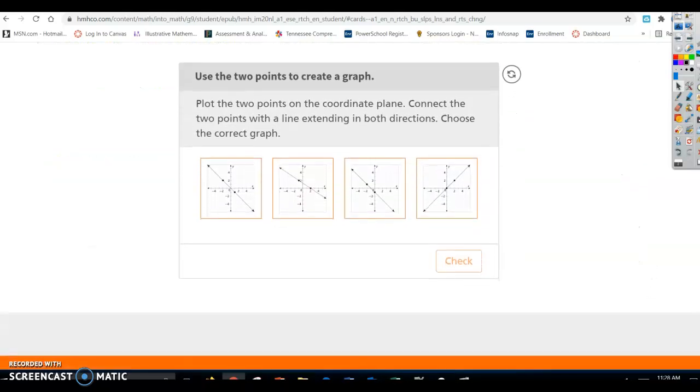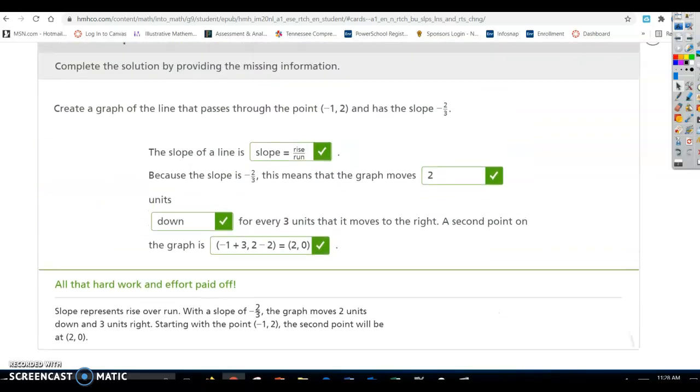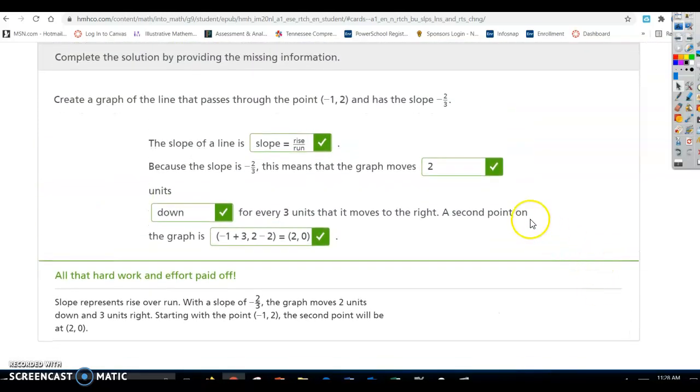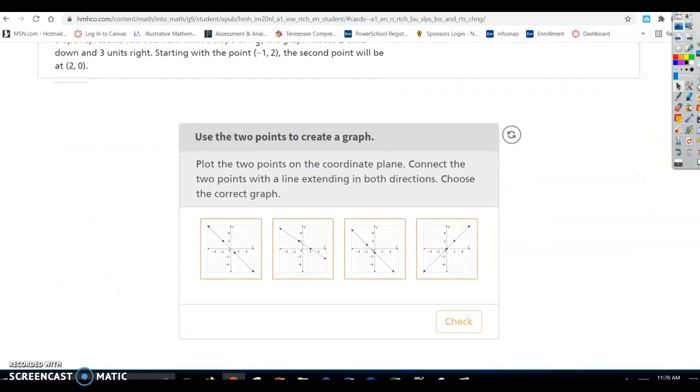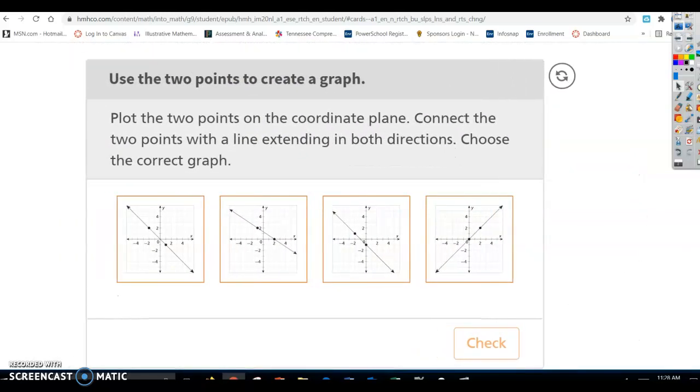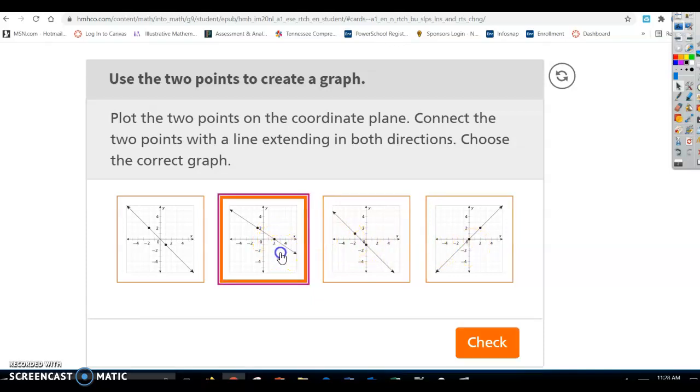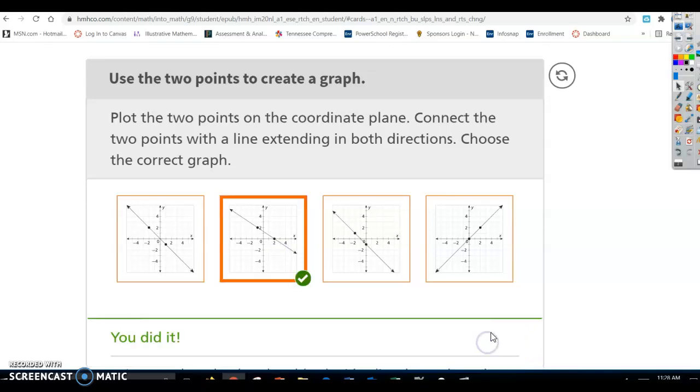It says use the 2 points to create a graph. They give us 1 point of negative 1, 2, and we found another point of 2, 0. So which graph goes with negative 1, 2, and 2, 0? This one does not have a point at 2, 0, so that's probably not it. This is the only one that it can be.